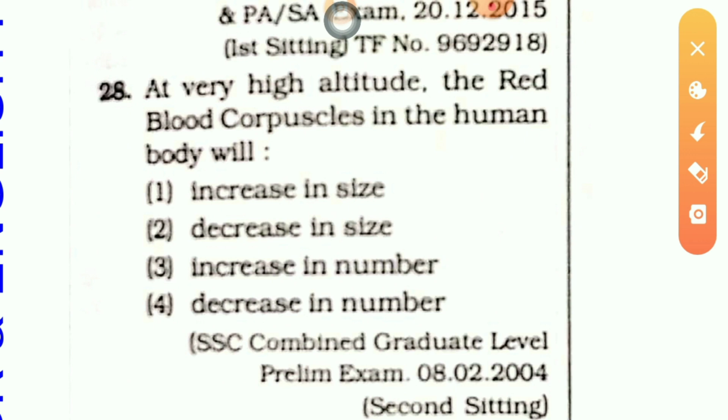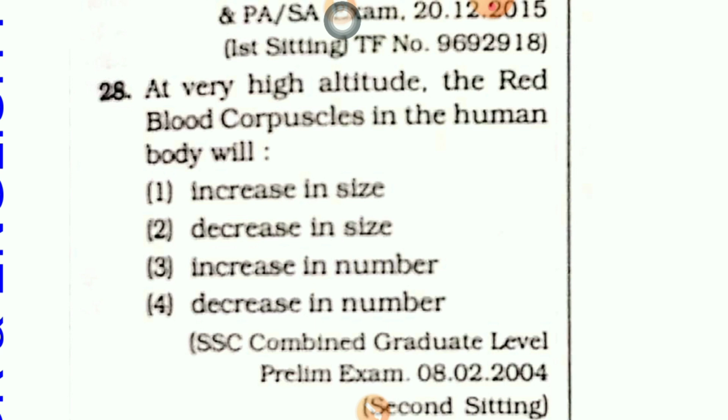Question 28: at very high altitude, the red blood corpuscles in the human body will... If we go to a higher altitude, what would happen? So you should know some related information before going to the answer. That is, red blood cells contain hemoglobin, which binds with oxygen. Actually, it carries oxygen in our body, to every cell.